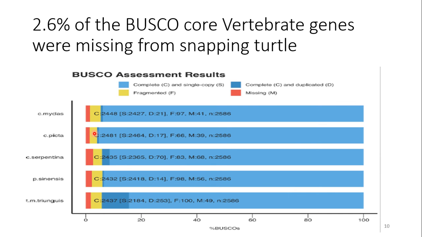So this shows the snapping turtle reference genome contains both complete, 94%, and fragmented, containing 3.2% of core vertebrate genes. This estimate of completeness is comparable to the completeness of other genomes, and only 2.6% of the BUSCO core vertebrate genes were missing from the snapping turtle, which is a similar level of completeness reported in other reptiles.